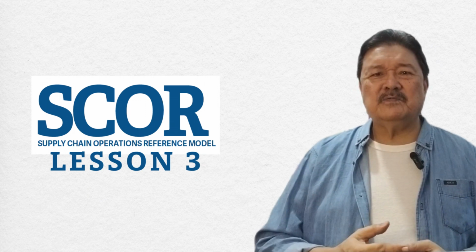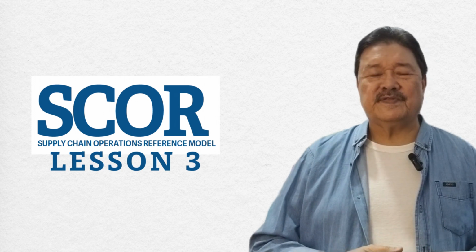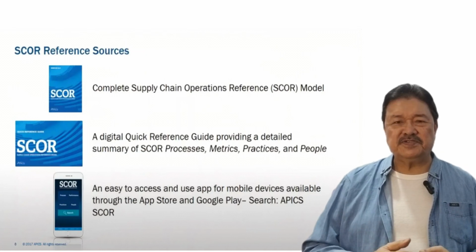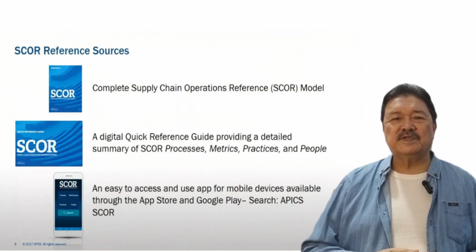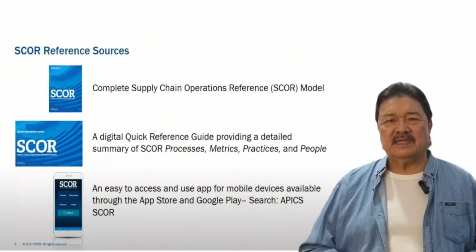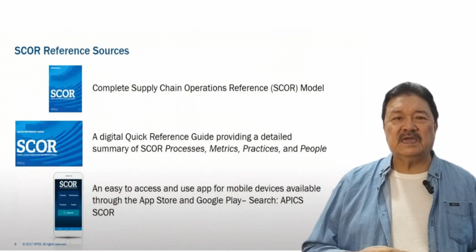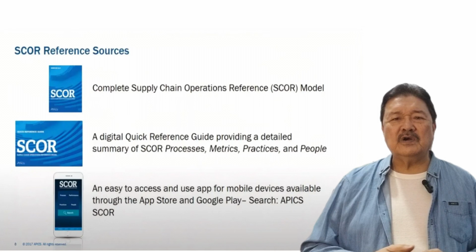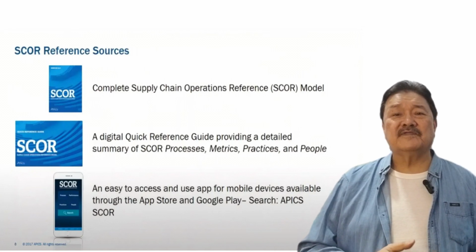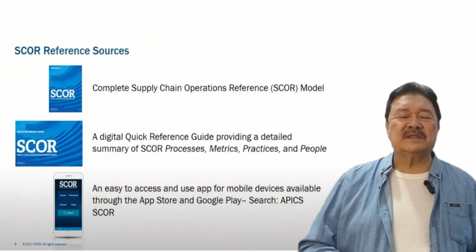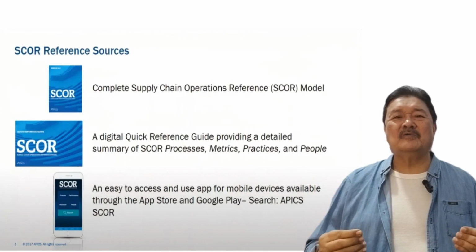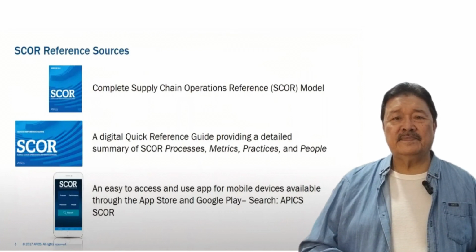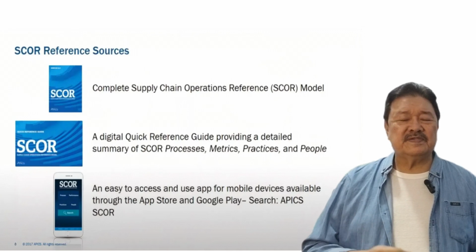Let me just share with you some SCOR reference sources that you can go to. For your information, APICS provides SCOR practitioners with free reference sources to assist in learning and application. The SCOR model is the reference that contains the full detail of the SCOR reference framework as well as the body of knowledge. It is available online as a PDF and is a paper-bound book that is distributed as part of the SCOR professional training. It can be purchased separately.